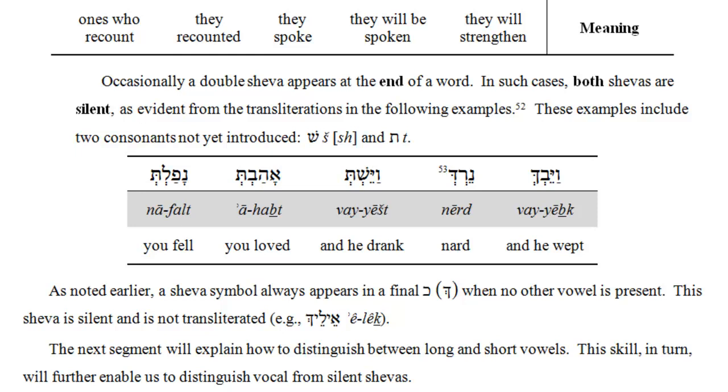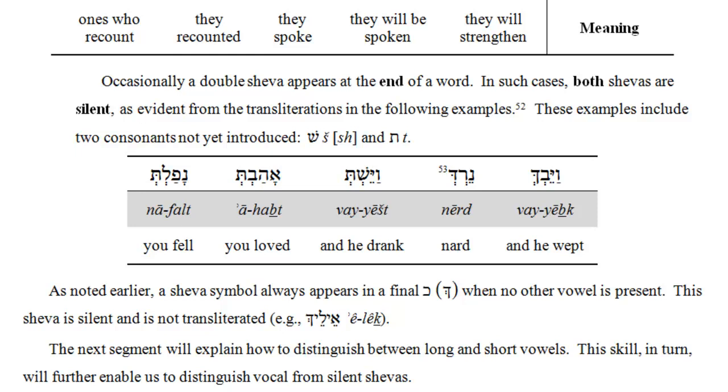The second Hebrew word is nerd. The third, vayesht. The fourth, ahavt. And finally, nafalt.